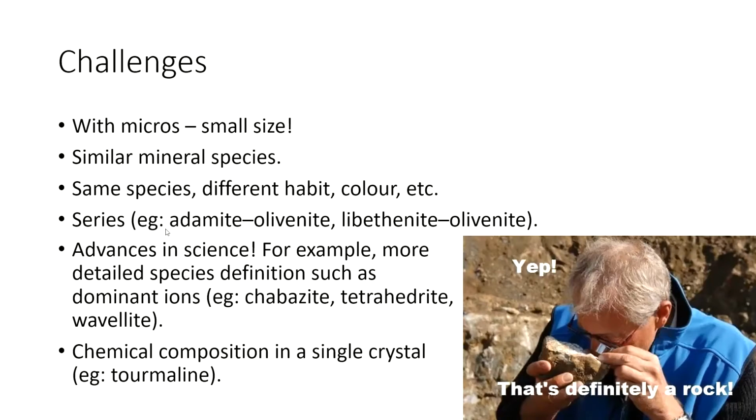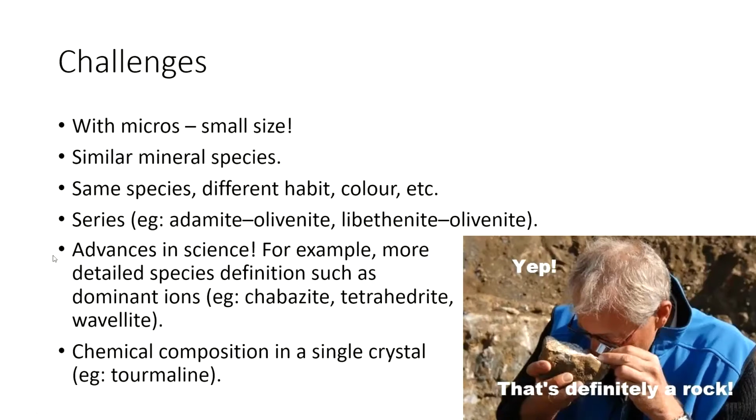You have series of minerals, and you can have solid solutions between them. So an example there is where you've got libethenite and olivenite, depending on how much phosphate or arsenate is actually in it. But also with the olivenite, you've got a series with adamite as well. And again, we were talking about this yesterday, the adamites and olivenites at Broken Hill can be very difficult to tell apart because you just don't know where the line is drawn in terms of that series.